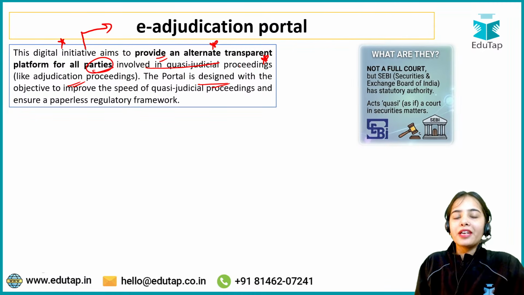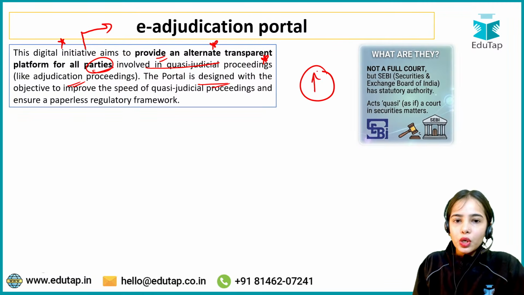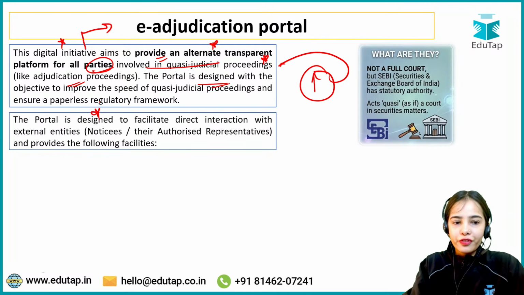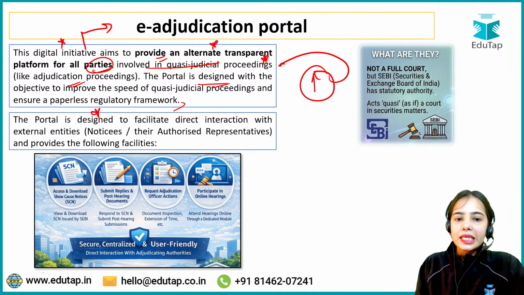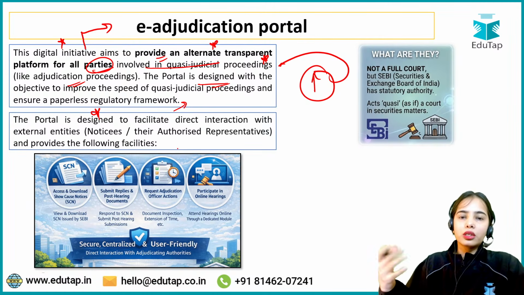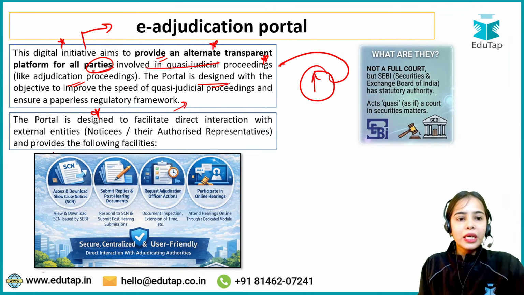The portal is designed with the objective to improve the speed of the quasi-judicial proceedings and ensure a paperless regulatory framework. So the portal is designed to facilitate direct interaction with the external entities against which the case is going on, and provides the following facilities. Through the E-adjudication portal, you can see and download the show cause notice issued by the SEBI.